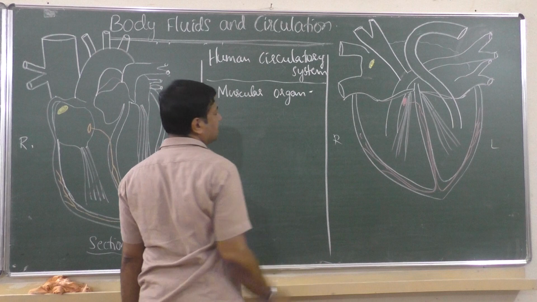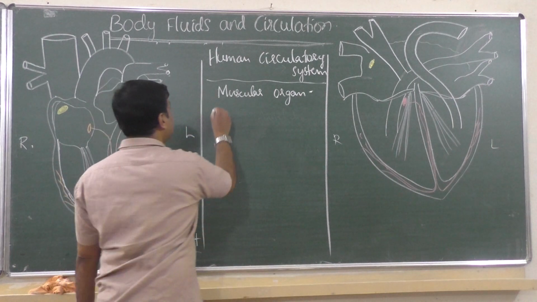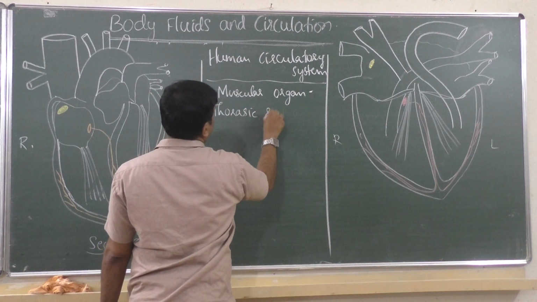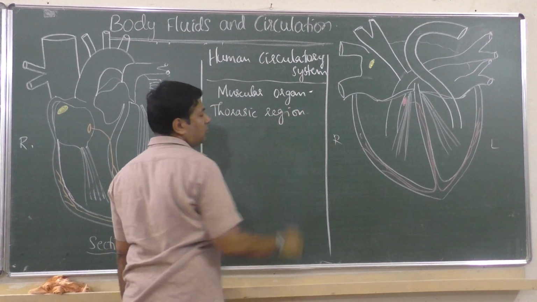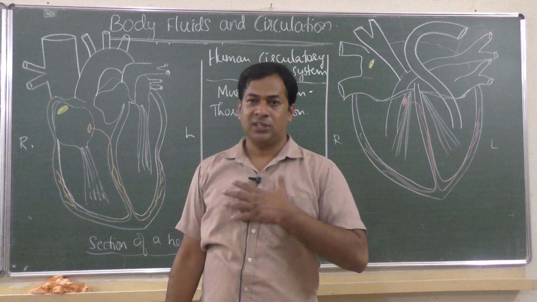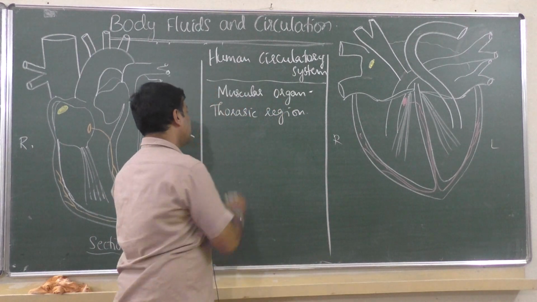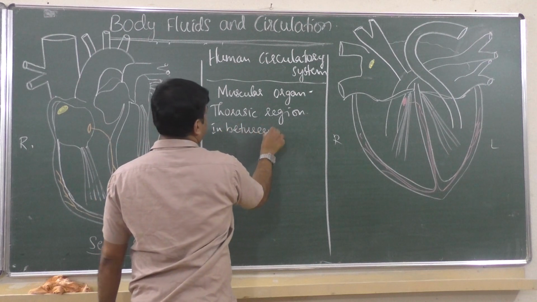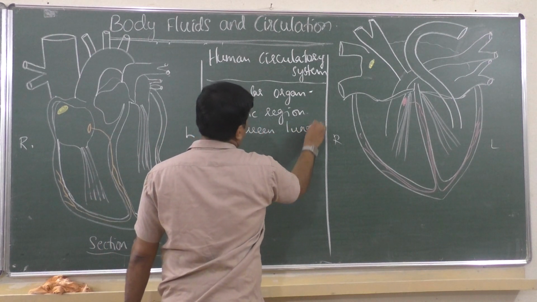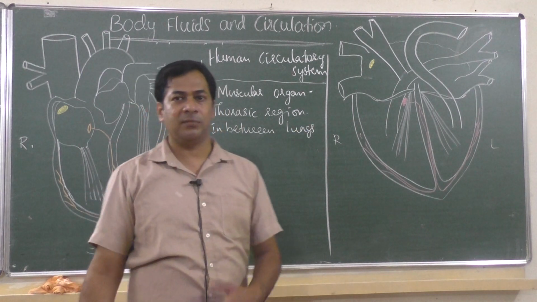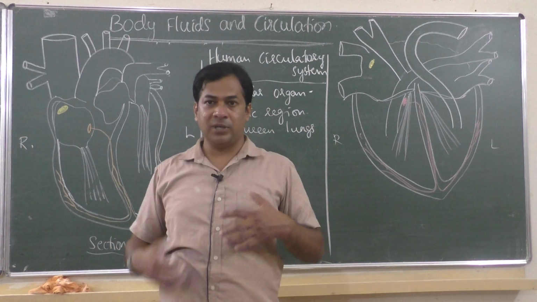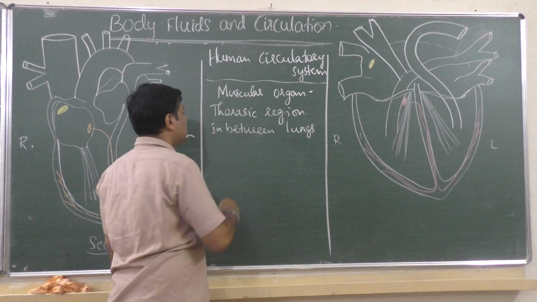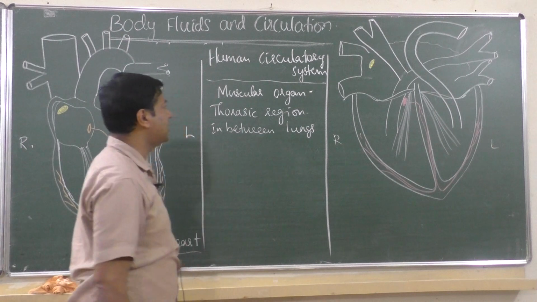Now, what is the location, where it is located? It is located in the thoracic region. You know what thorax means? Chest portion. This is the thoracic region. Okay. So in between lungs, you know already this position while drawing respiratory system. In between two lungs, I was showing the position of heart, if you remember. So in between the lungs it is located.